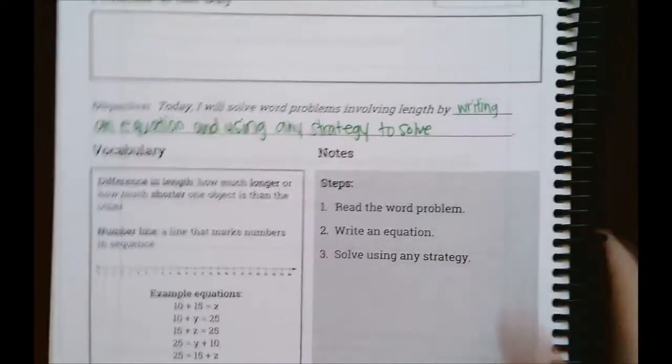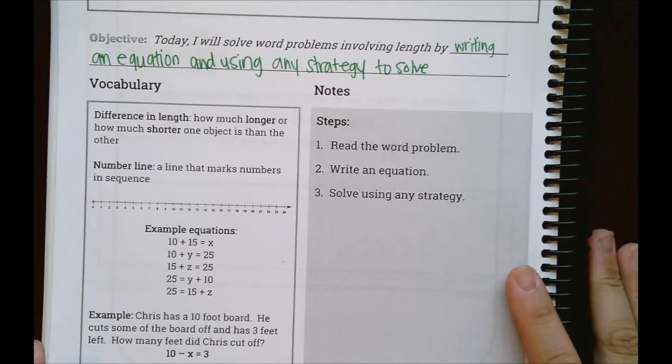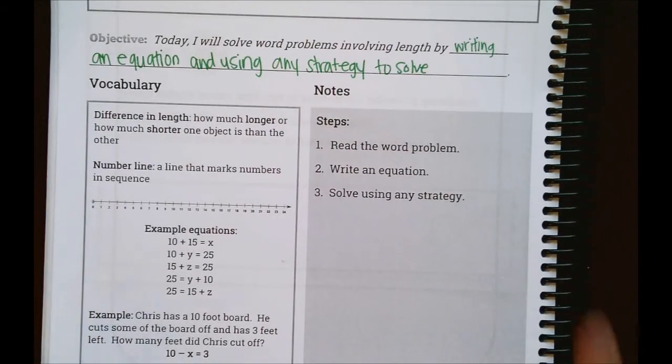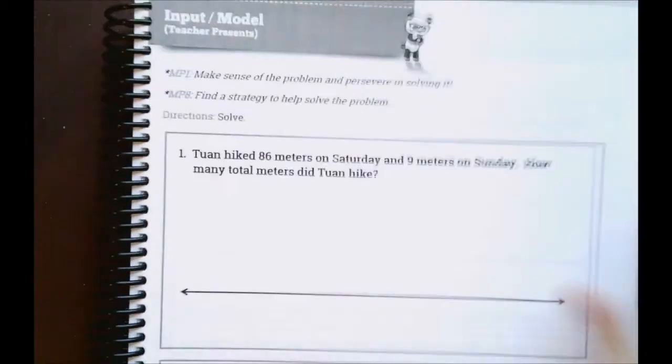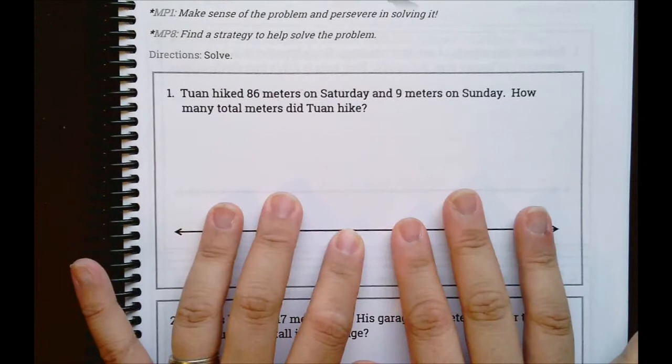All right, our steps today. Number 1 is to read the word problem. Number 2 is to write an equation, and number 3 is to solve any strategy. Today's going to look exactly like yesterday. You're going to get a word problem. You need to set up your number line and solve.